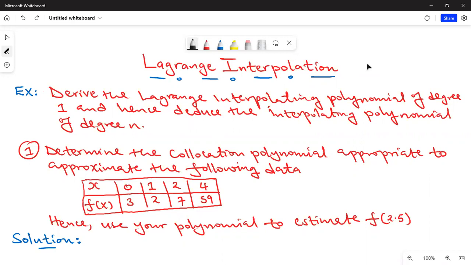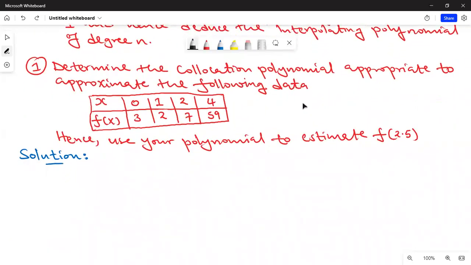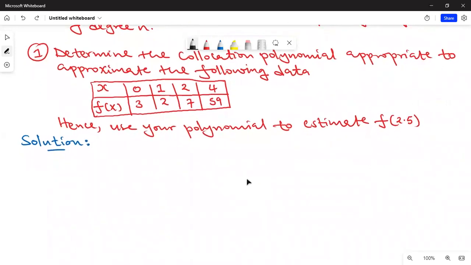We have this question. We are asked to derive the Lagrange interpolating polynomial of degree 1 and hence deduce the interpolating polynomial of degree n. Once we have the polynomial, we now need to determine the collocation polynomial appropriate to approximate the following data. We have the table of x and f of x. Hence use your polynomial to estimate f of 2.5.